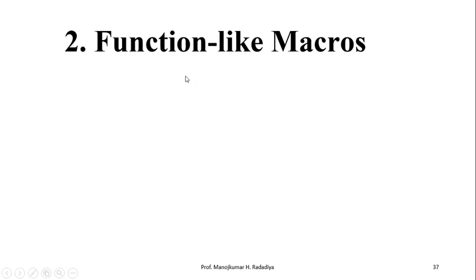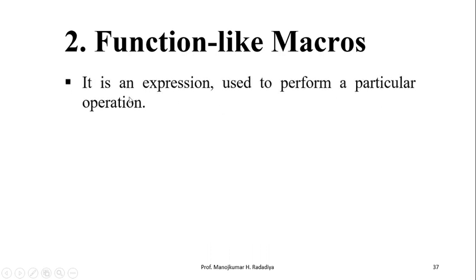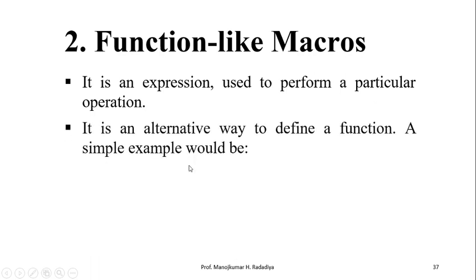The second type of the macro is the function-like macros. It is an expression used to perform a particular operation. It is an alternative way to define a function. A simple example would be #define, my macro name and macro value. Here the macro is written in the form of a function. The function name is area, two parameters a and b are there, and some operation should be performed using that function, which is written as a * b.